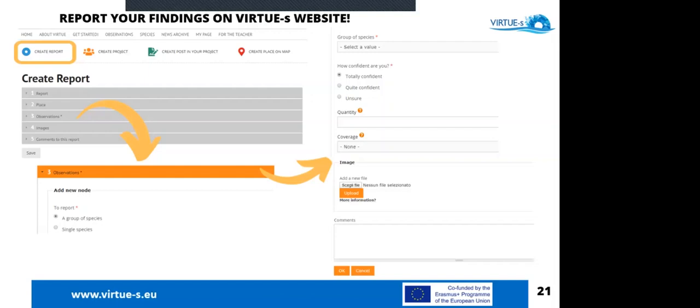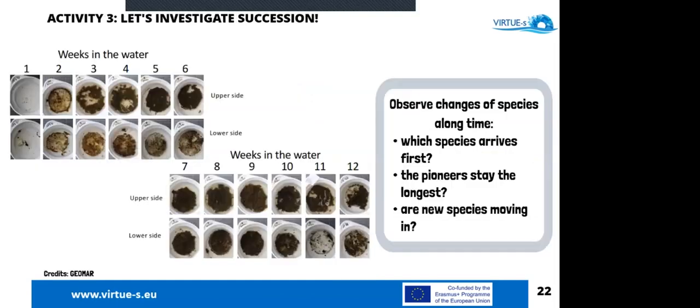While you are doing the activity, you can fill in a Virtuous recording sheet that you can find on the Canvas platform and also on the Virtuous website. Then you can transfer the observation to the Virtuous database. In this way, we promote the sharing of experience among the members of Virtuous.